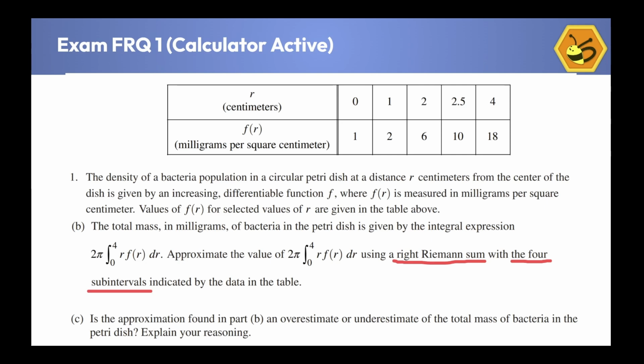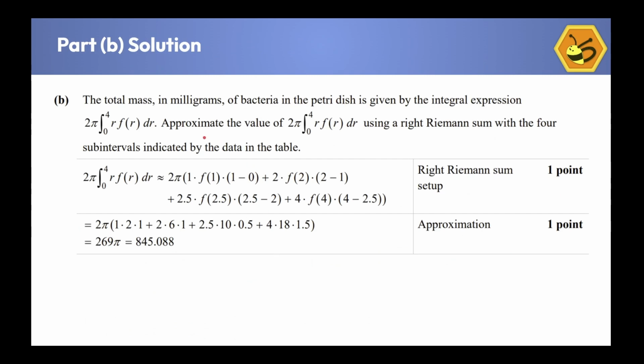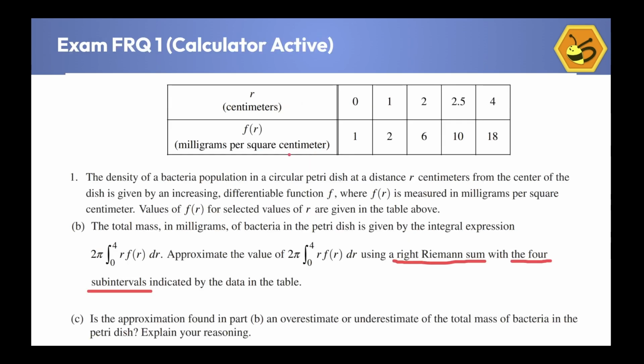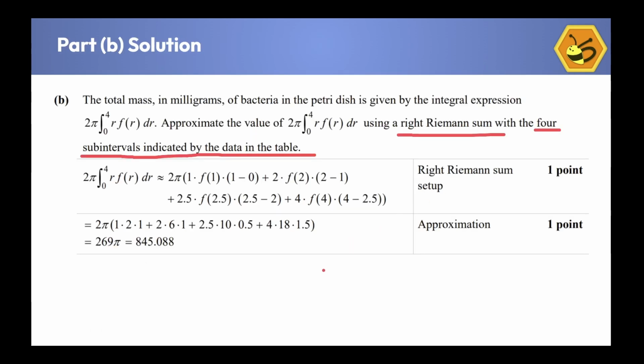Let's see what the solution for part B is. Here's the solution for part B. We're using a right Riemann sum with 4 subintervals indicated by the data in the table. Let's look at the data first. I'm going to screenshot the data and put it in the chat. First of all, we put 2 pi outside because it is just a constant, so it does not interfere with our calculations.